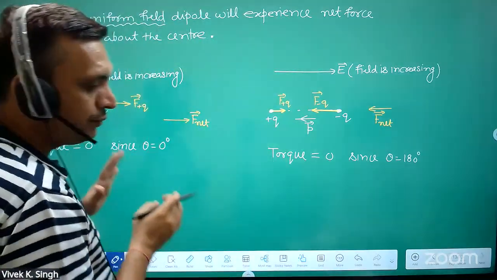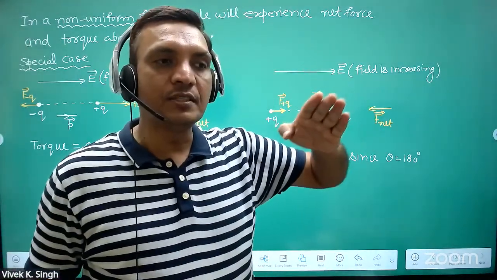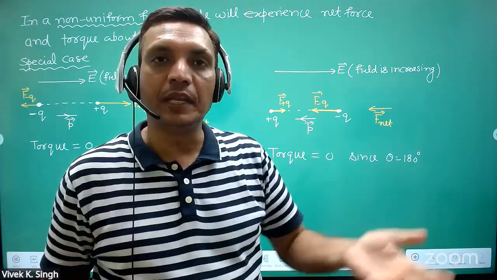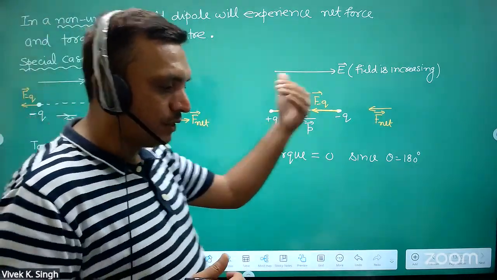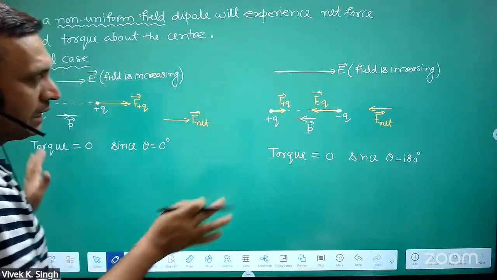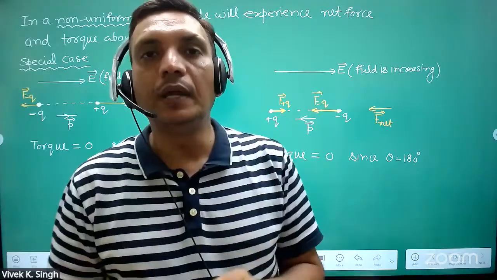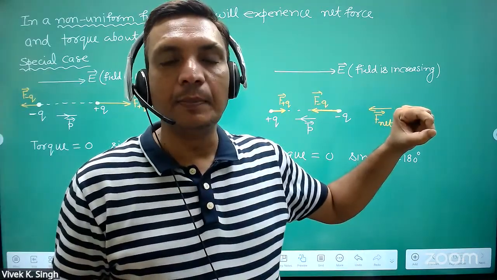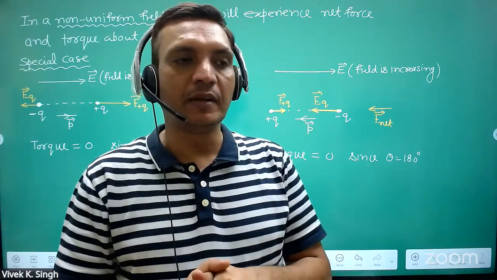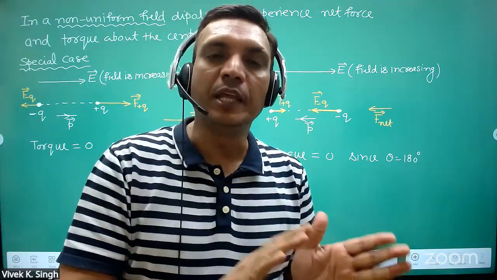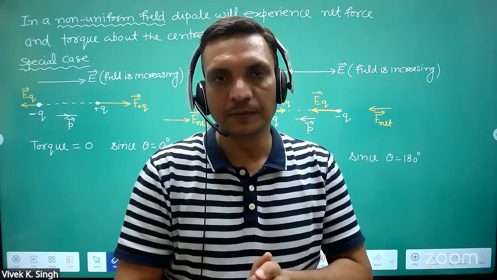But in general, if the dipole is at some particular angle, it will experience net force as well as net torque, and the field is non-uniform. Is it clear? So that is the case of the electric dipole. So you must remember the field due to an electric dipole along the dipole axis and perpendicular to the dipole axis. Then we also have to remember the spherical polar symmetry, and what will happen when a dipole is placed in an external field. So that completes the electric dipole case.